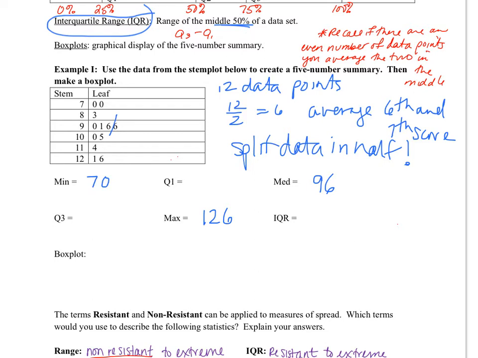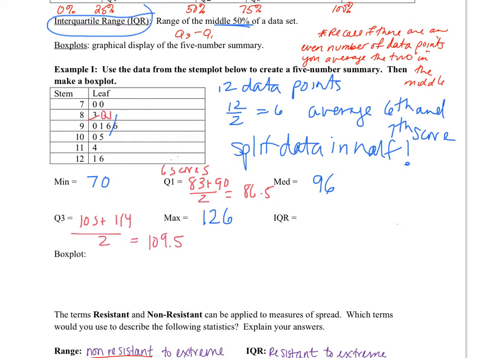Now, when I go to find my Q1, I have 6 scores in my lower half. So again, 6 divided by 2 is 3. I'm going to average my 3rd and 4th score, and my Q1 would fit here. So I need to average 83 and 90, which gives me 86.5. To find my Q3, I'm going to do the same thing. Since I have 6 scores in my upper half, I'm going to average those as well. So I will be averaging 105 and 114, which gives me 109.5.